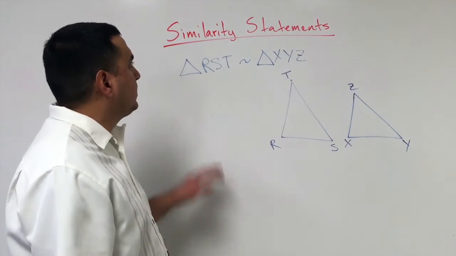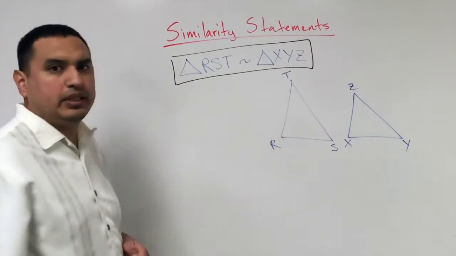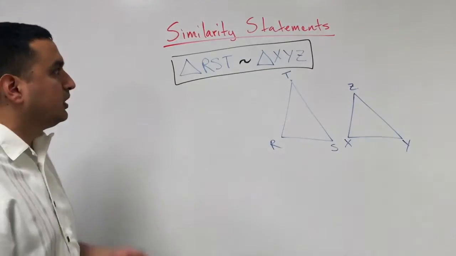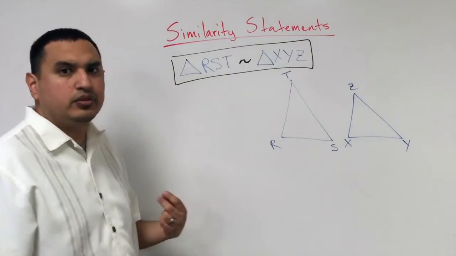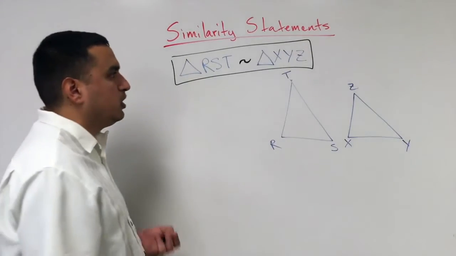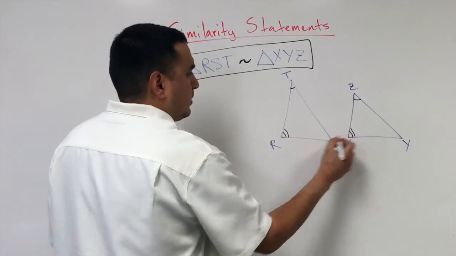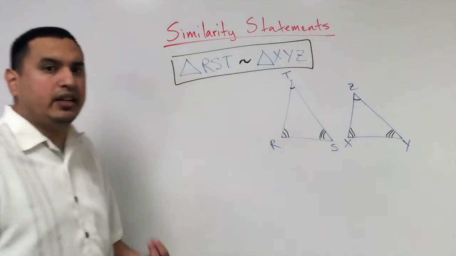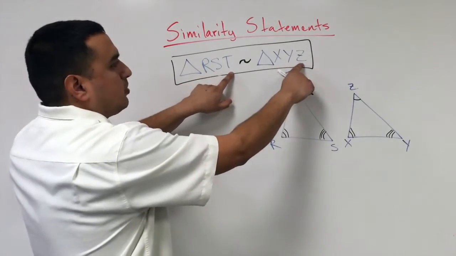Alright, so similarity statements, that's what this is right here. The triangle RST is similar to triangle XYZ. This little wave here, this tilde, that's the symbol for similar. That's how you know what it's talking about. Now, if you have two shapes that are similar, what that means is that the angles are the same. So I would know that angle T is congruent to angle Z. R would be congruent to X, and S would be congruent to angle Y. So the angles match up, and the order matters. So you know R would correspond to X, S would correspond to Y, and T would correspond to Z.